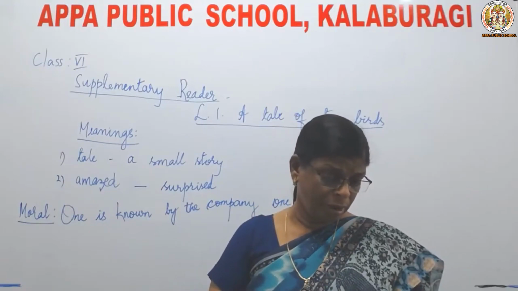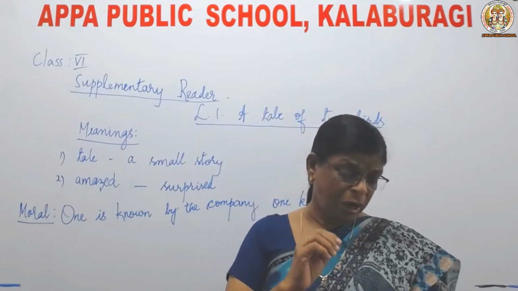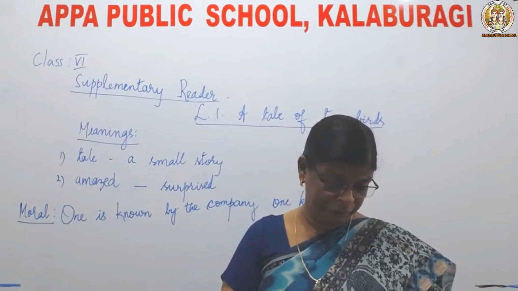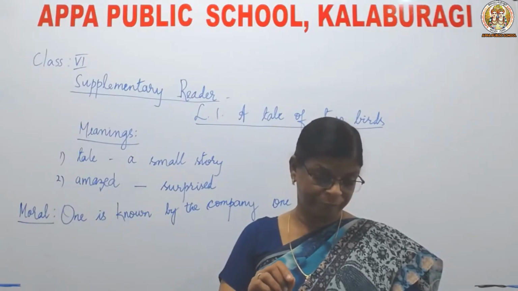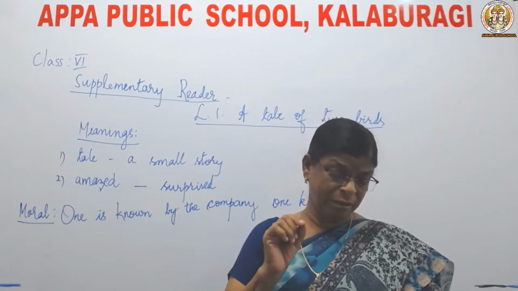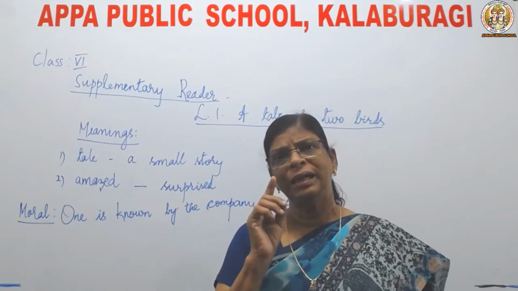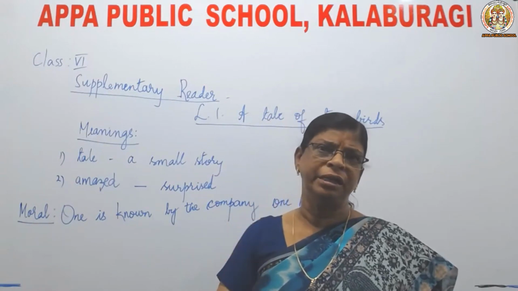Now, which one of the following sums up the story best? Which moral would suit this lesson? That is what we are going to say. A bird in hand is worth two in the bush? No. One is known by the company one keeps. A person is known by the company he keeps.